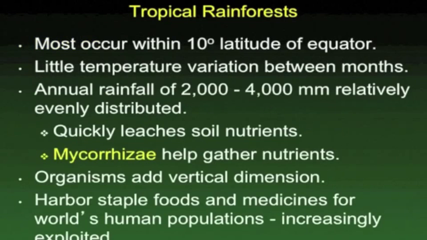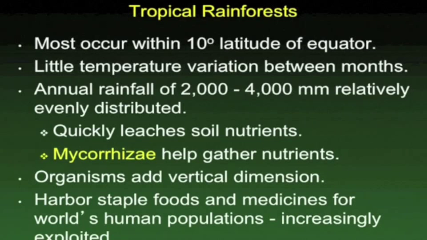And we start out with the tropical rainforest, which is mainly around the equator and has little variation in temperature, a very high rainfall, and as we mentioned before, the nutrients get leached from the soil very, very quickly. And here we have a fungus called mycorrhiza, which attaches to the roots in order to help draw up the nutrients. And organisms in the tropical rainforest are very, very diverse.